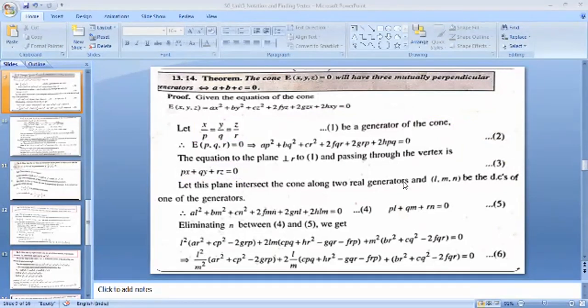Because it has two roots, namely l1 by m1 and l2 by m2, we can easily see the product of roots is given by l1 by m1 into l2 by m2. That is nothing but the constant term by the coefficient of the square term. What is the constant here? We can see that it is BR square plus CQ square minus 2FQR. And what is the coefficient of the square term? AR square plus CP square minus 2GRP. So l1 l2 by (BR square plus CQ square minus 2FQR) is equal to m1 m2 by (AR square plus CP square minus 2GRP).